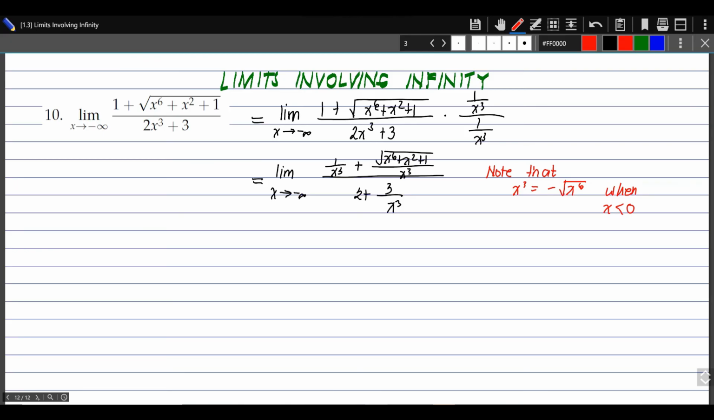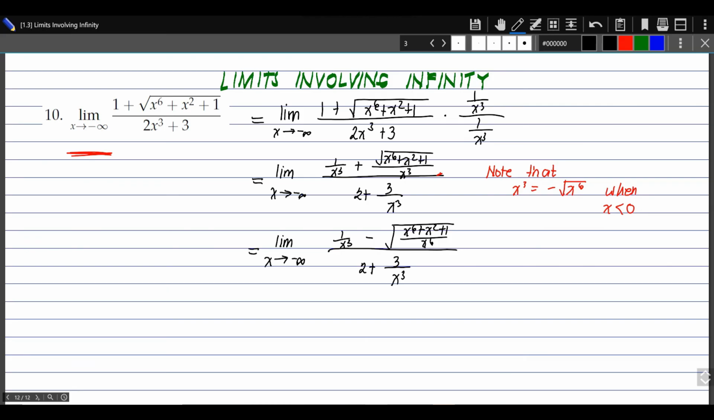And since x goes to negative infinity in this item, we can replace x cubed here by negative square root of x raised to 6. So this will be equal to the limit as x goes to negative infinity of 1 over x cubed minus the square root of x raised to 6 plus x squared plus 1 over x raised to 6 all over 2 plus 3 over x cubed.